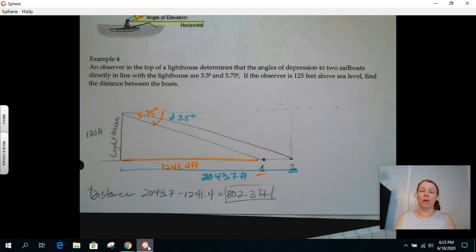And there it is. In the homework, you're going to have to draw something and have these angles of elevation and depression. It just takes some practice.